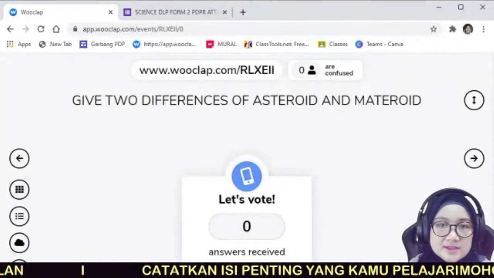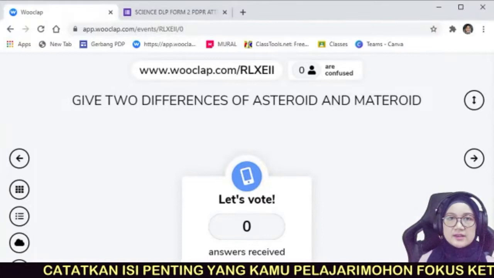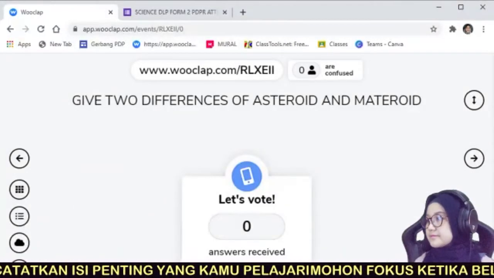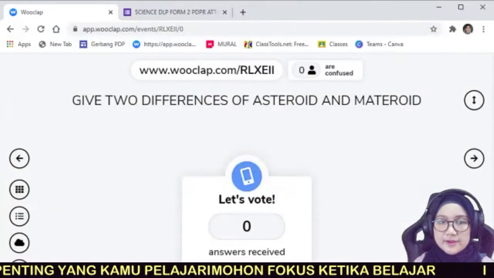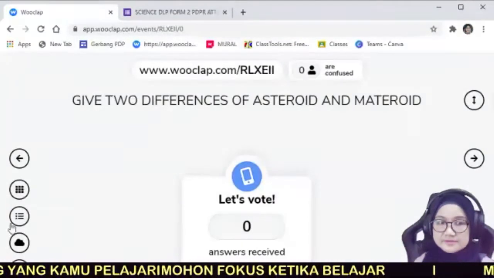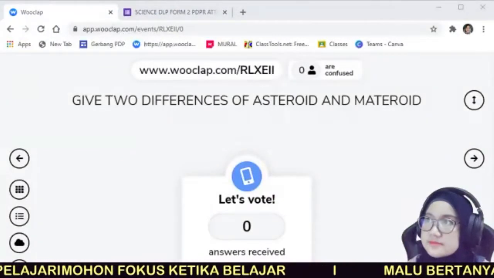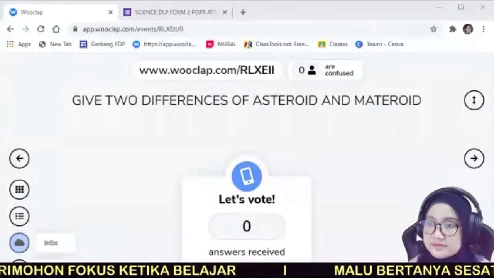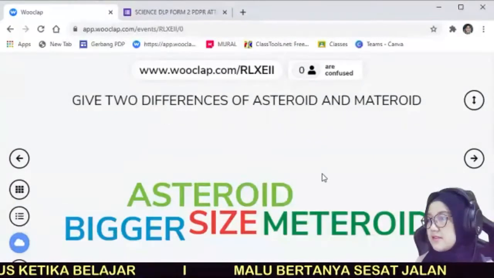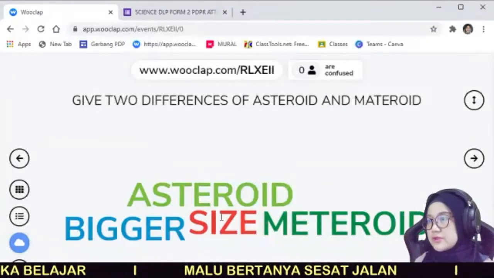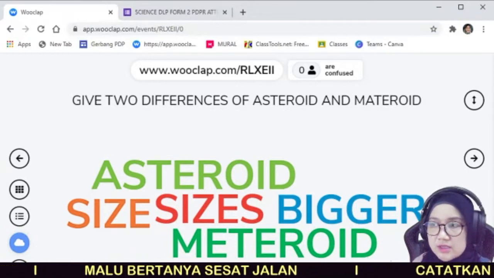Give two differences between asteroid and meteoroid. Okay, you can respond now. I'm waiting for your response. Okay, asteroid is bigger in size, compared to meteoroid.